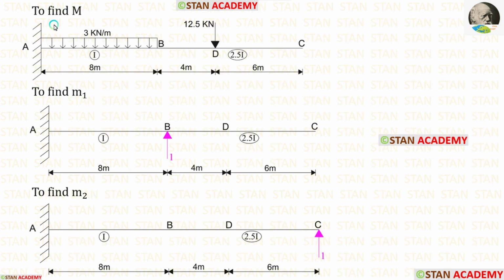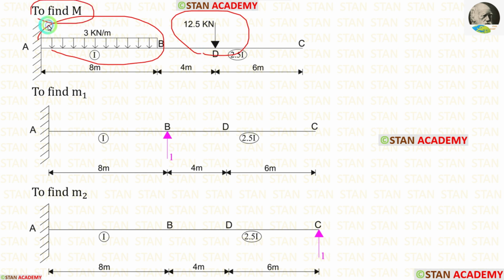In the unit load method, we have to find M, M1 and M2. Using the loads given in the question, we have to find M. Then we have to apply unit load at the coordinates. Our first coordinate is at the point B. So at the point B, we have to apply unit load and find M1. And then we have to apply unit load at the second coordinate. Then we have to find M2. Now let us find M.